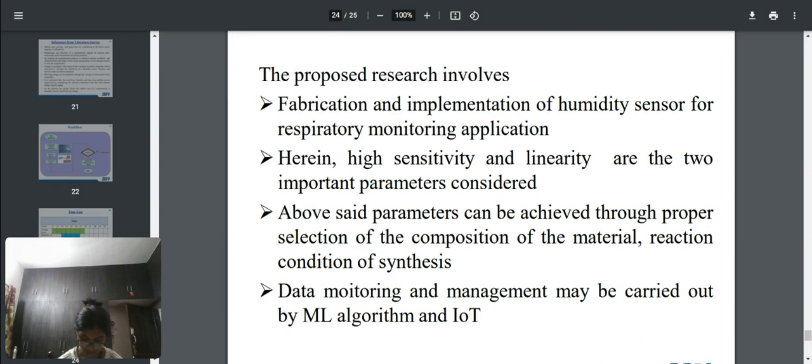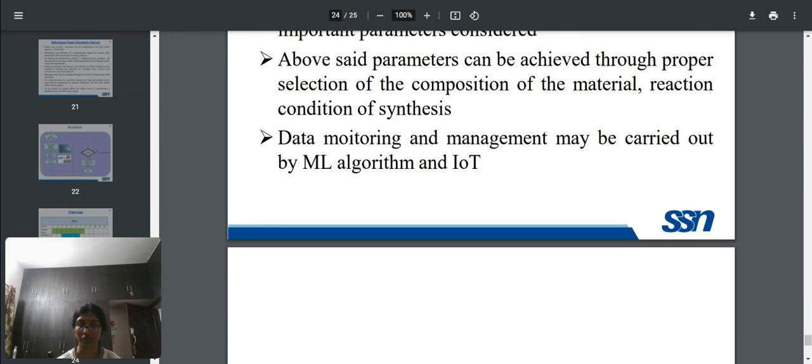Fabrication and implementation of humidity sensors for respiratory monitoring application. High sensitivity and linearity are the two important parameters considered for the efficiency of the sensor. Data monitoring and management can be carried out by using machine learning algorithms and the Internet of Things.